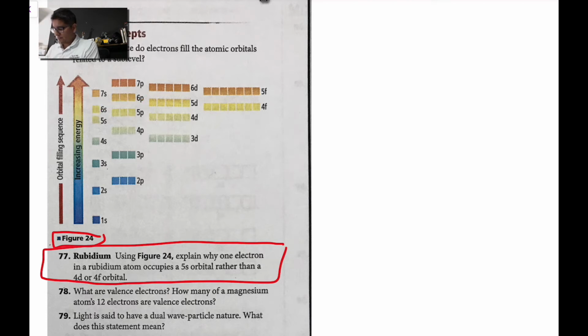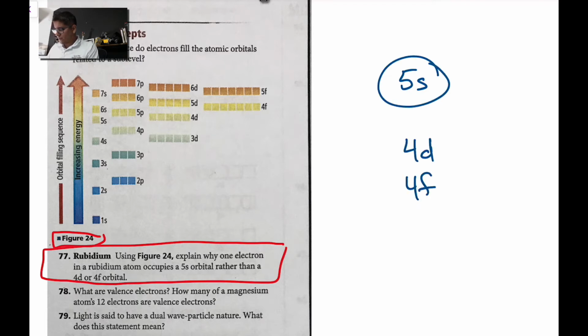So rubidium has a certain number of electrons. We can find that in the periodic table, but we're not really concerned about all the electrons. We're just concerned about the outermost electrons. And it's asking, why does it occupy a 5s rather than a 4d or a 4f? If you look at these numerically, you'll see there's 5s. Why is this 5s being filled up first before the 4d or the 4f?